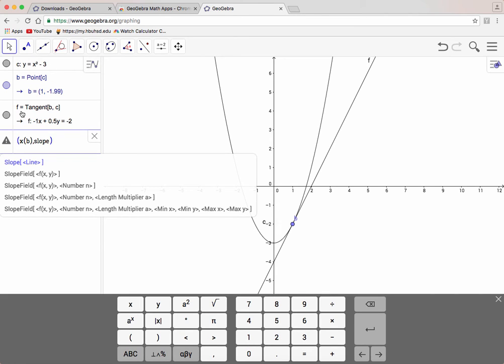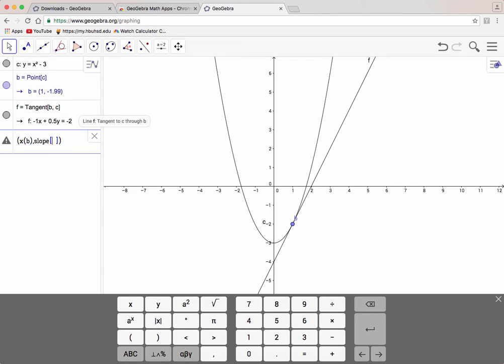Now notice here they named my tangent line F. See right there, they called it F. So what I'm going to do is type in that letter F into these parentheses. Okay, so what I have here is a point that has the same x-coordinate as the graph of y equals x squared minus 3. So the same x-coordinate as this point here. But the y value is the slope of this line. So it looks like the slope of this line is 2.